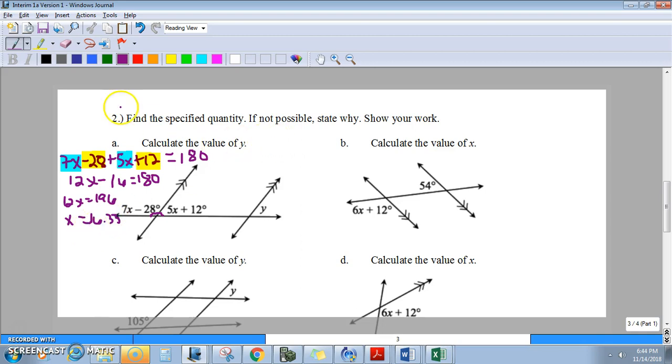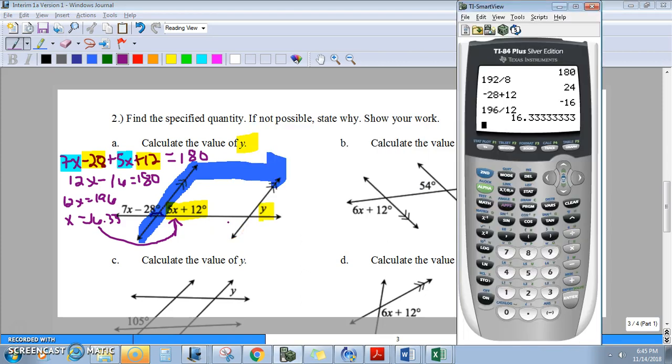But all we have found is x, and the question is asking us to find y. Well, what do I know about y? I know that 5x plus 12 and y are corresponding angles, which means they are the exact same angle. Check it out, because if I moved this angle, if I just shifted this line and angle to this side, 5x plus 12 and y would be in the exact same spot. So I just have to substitute back in for x, 16.33, multiply it by 5 and add 12, and I will have the actual angle.